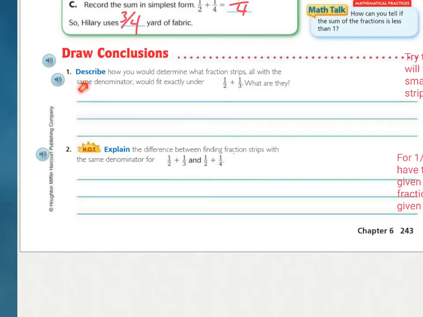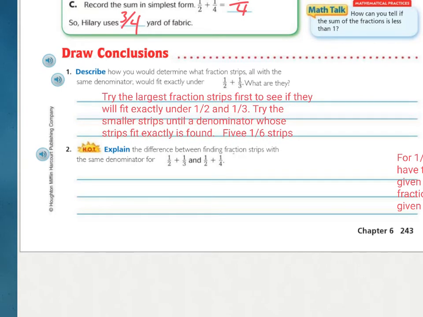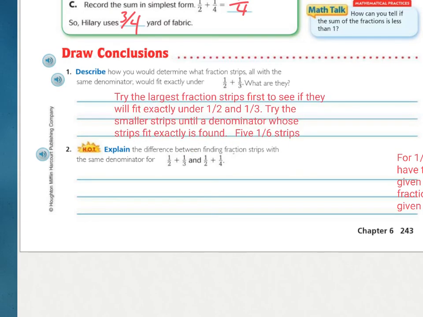Drawing conclusions. Describe how you would determine what fraction strips, all with the same denominator, would fit exactly under. So if I have 1/2 plus 1/3, what are they? Well, I'm going to try the largest fraction strip first to see if it will fit exactly under a 1/2 and a 1/3. Then I'm going to try the smaller strips until the denominator whose strip fits exactly is found. And when I do this, I'm going to find that it's 5 1/6 strips that fit exactly under that.